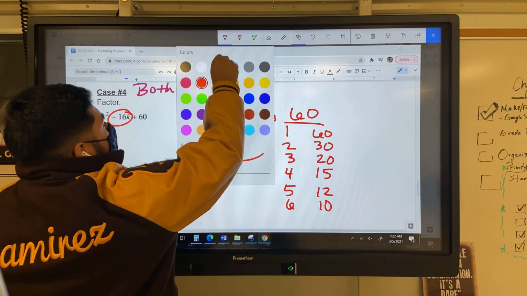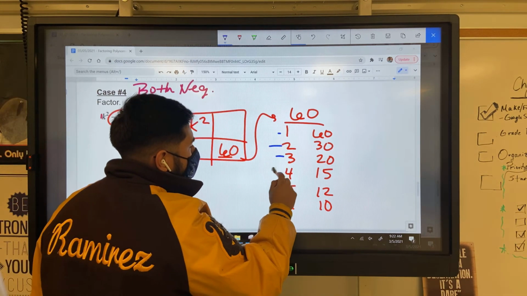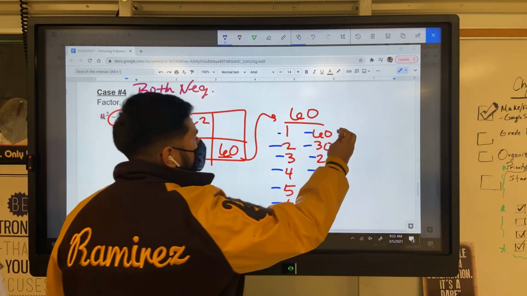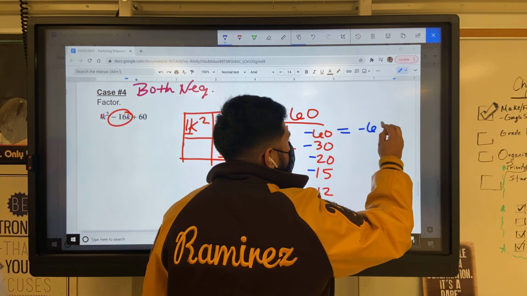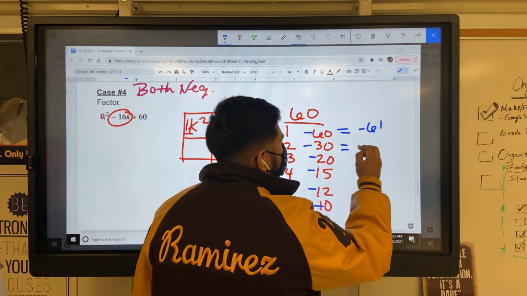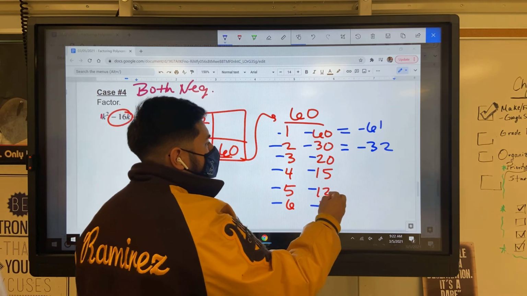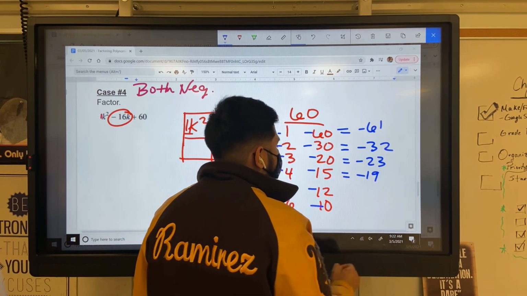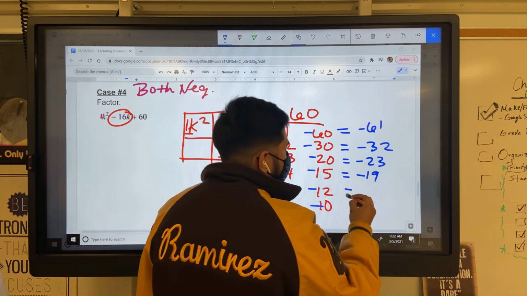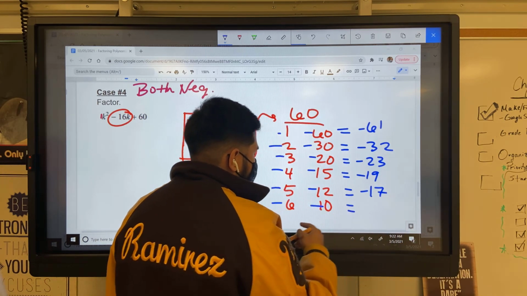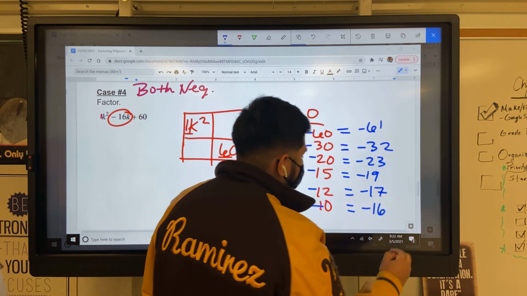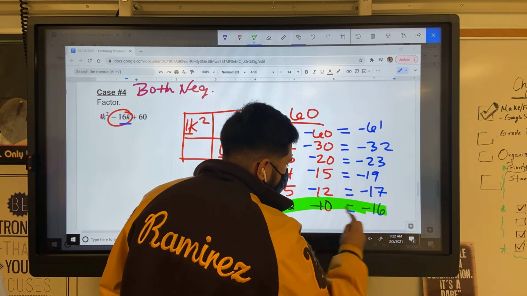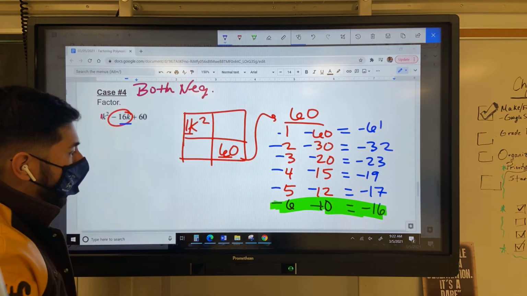All right. Both numbers are negative, so all negative numbers, and we just go across. Negative 1 minus 60, negative 61. Negative 2 minus 30, negative 32. Negative 3 minus 20, negative 23. Negative 4 minus 15, negative 19. Negative 5 minus 12, negative 17. Negative 6 minus 10, negative 16. What matches 16? This last one. Cool, cool, cool. Bring it out.